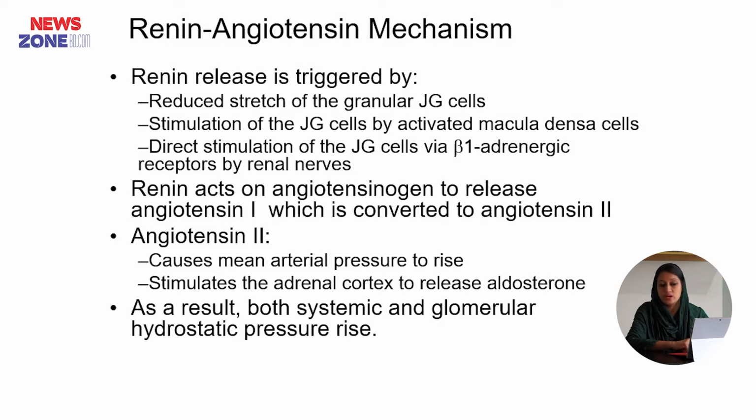The renin-angiotensin system is triggered by reduced stretch of the juxtaglomerular cells, stimulation of the JG cells by activated macula densa cells, and direct stimulation of the JG cells via beta 1 adrenergic receptors by renal nerves. Renin acts on angiotensinogen to release angiotensin 1, which is converted to angiotensin 2 by the enzyme angiotensin converting enzyme. Now, angiotensin 2 causes mean arterial pressure to rise and stimulates the adrenal cortex to release aldosterone. As a result, both systemic and glomerular hydrostatic pressure rise.